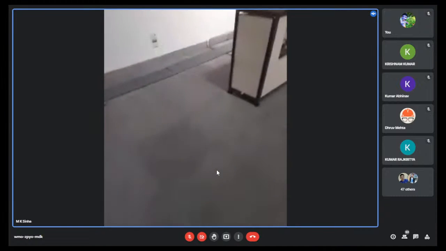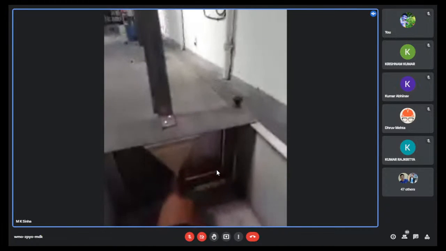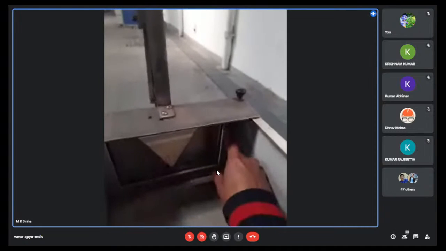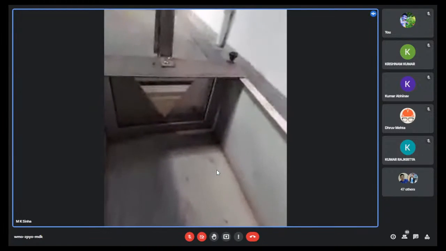Here you might have seen, the triangular notch is available here. If we replace it, then it behaves like, or is treated as, a rectangular notch. So we can use this one.